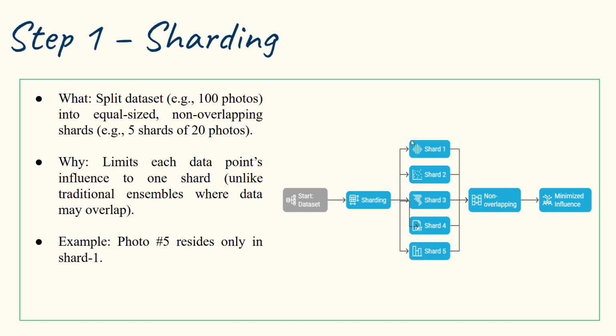We start by taking our dataset, say 100 photos of cats, dogs, anything, and split it into smaller non-overlapping parts called sets. If we take 5 sets, each one gets 20 photos. Think of it like tearing a big recipe book into 5 smaller cookbooks. Why do this? Because if we ever need to remove one specific photo, like photo ID 5, it only lives in one set. That's why its influence is neatly contained right from the beginning.